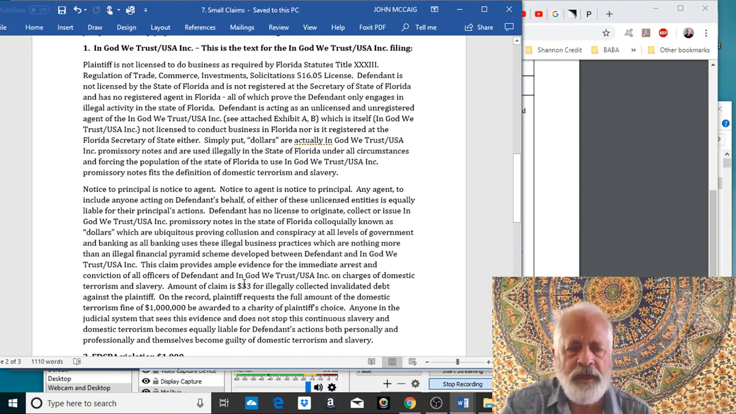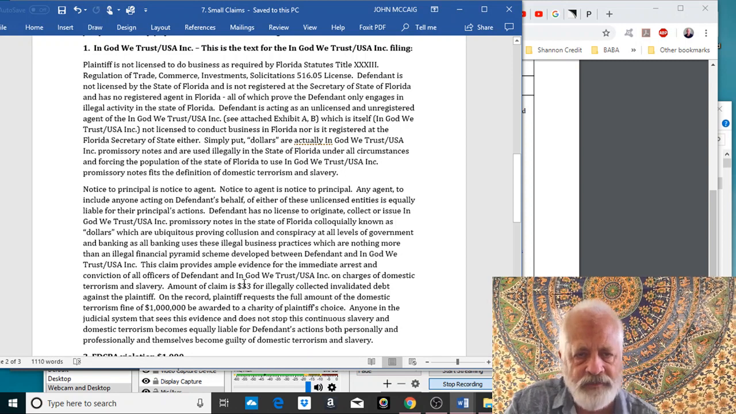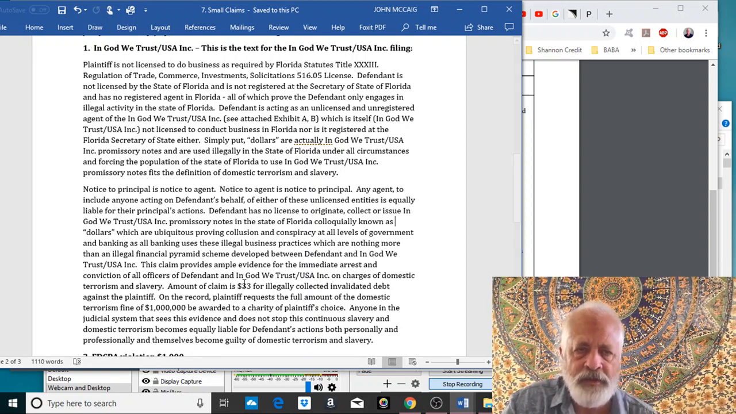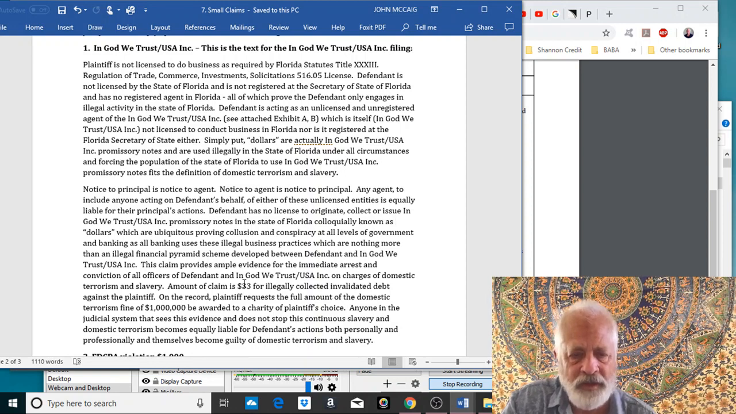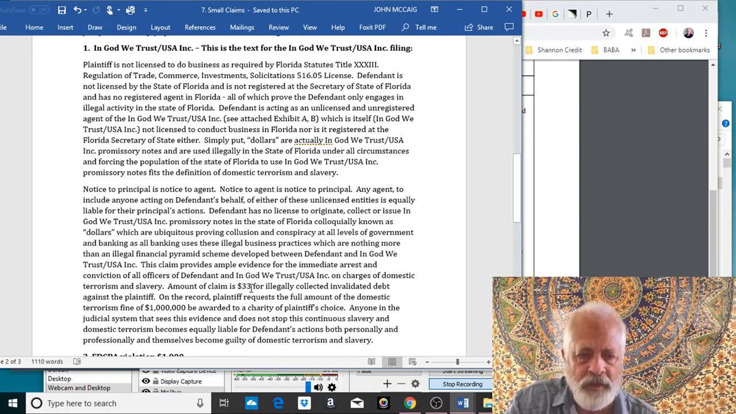You see? That's why the dollar amount is that. You don't care about the dollar amount. You're here to talk about this whole domestic terrorism thing that you have proof of and present them with. You see? They don't want that in court. The amount of the money is nothing. Okay. $33 for illegally collected invalidated debt against the plaintiff.